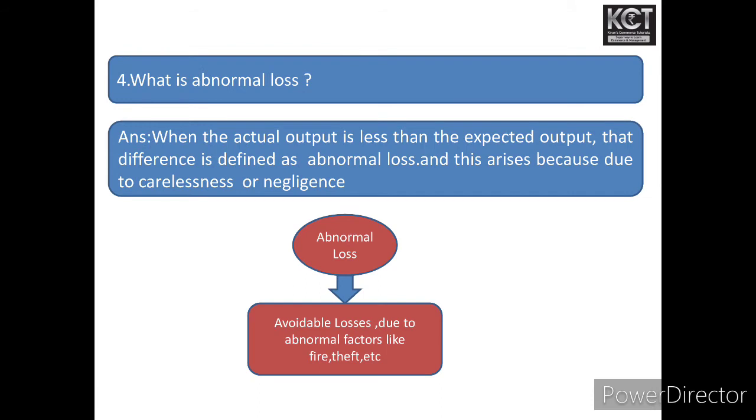Fourth one, what is abnormal loss? When the actual output is less than the expected output, that difference is defined as abnormal loss, and this arises due to carelessness or negligence.